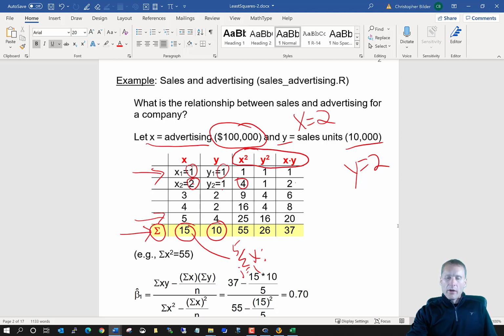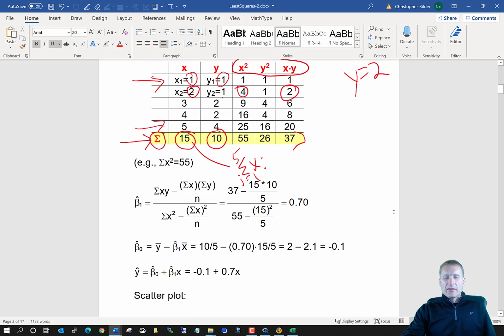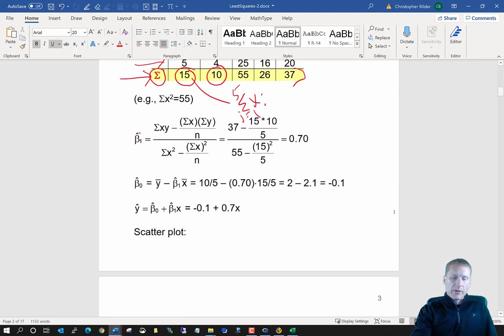2 times 1 is 2. And then at the very bottom, I sum everything up. So now that we have that, we can take these sums and simply put them into the equation for beta hat 1, and we get 0.7. So this is our estimated slope for our sample regression model, or what other people might call an estimated regression model, estimated regression equation. Then beta hat 0 is the sample mean for the y.